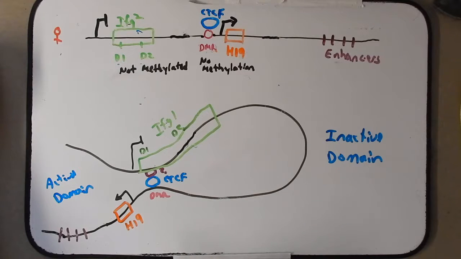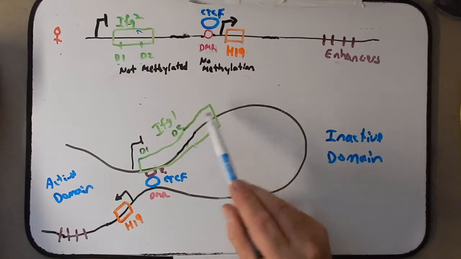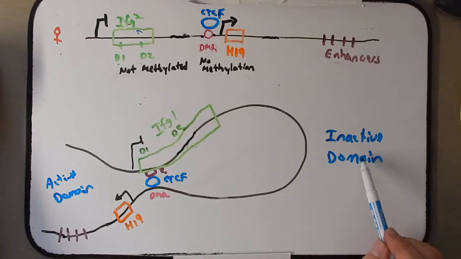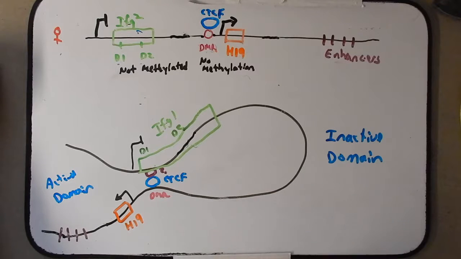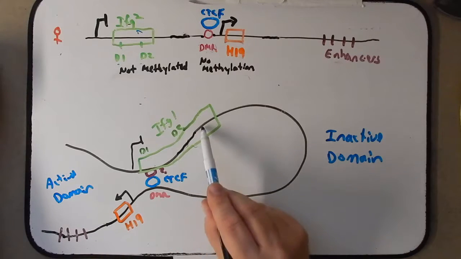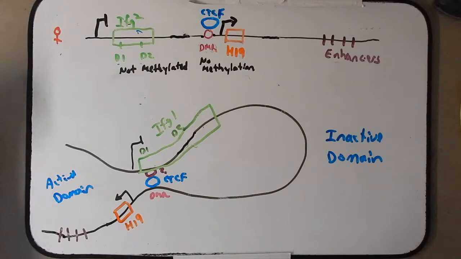Igf2 is shut off for two reasons. The first reason is because the DMR binds to DMR1, keeping Igf2 in this inactive domain where transcription proteins don't have access to the gene. In addition, the enhancers here are not able to interact with Igf2 to help the expression of the gene. So Igf2 is effectively turned off. Now let's look at the paternal component.